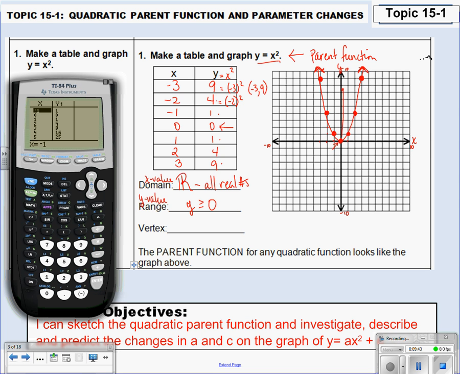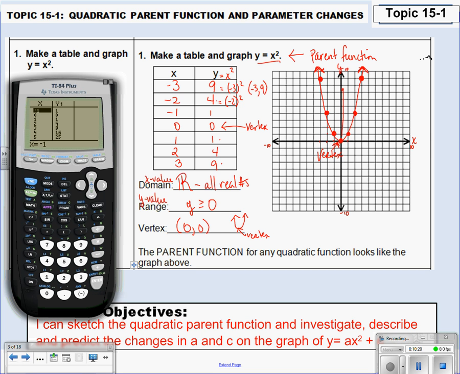The vertex is either going to be a maximum or minimum point. The vertex in this particular case for the parent function is the lowest point on the graph. The lowest point on the graph is that 0, 0. So I'm going to label this 0, 0 the vertex. You can also see it on the graph. That's the vertex. So when it's asking for the vertex, it's going to be the lowest point on that graph since it opens up. I can even draw a little helpful hint picture and say it's that point there.